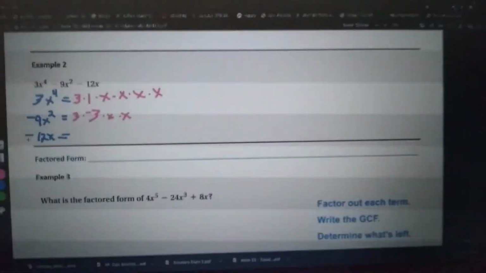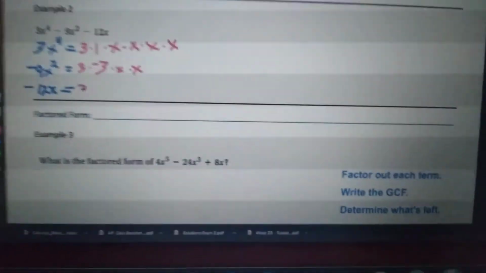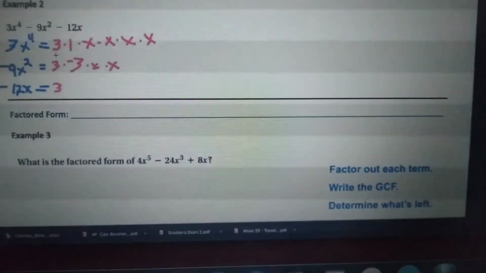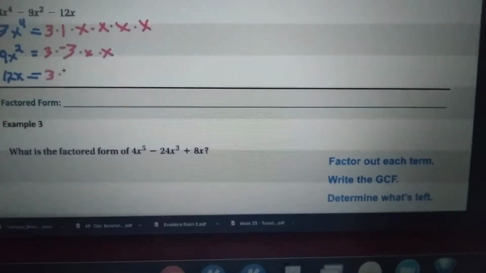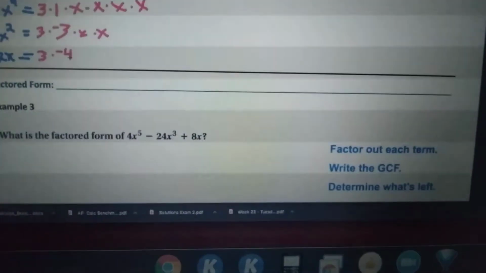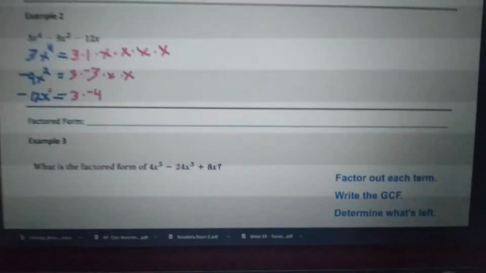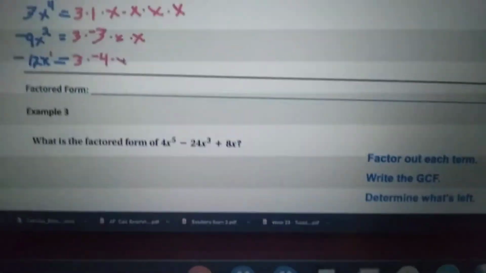Good. Negative 12. Well, I know 3. You want to get something in common, so you're always going to pick 3. 3 times negative 4. And then x, no exponent, that's x to the 1st, which means 1x.